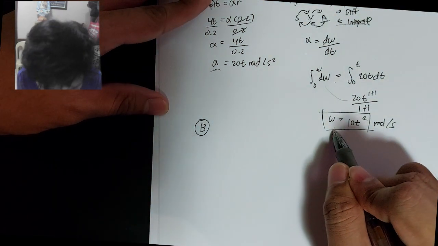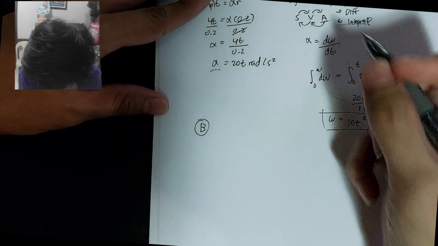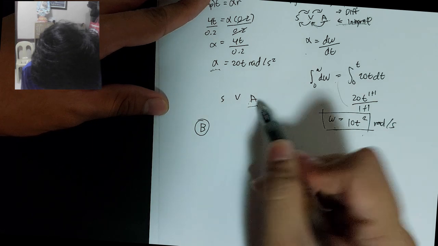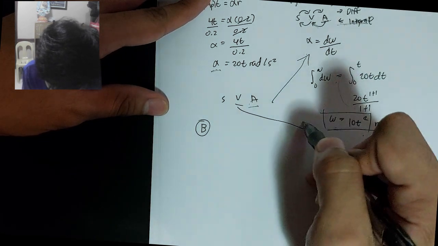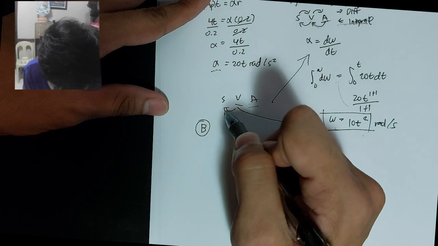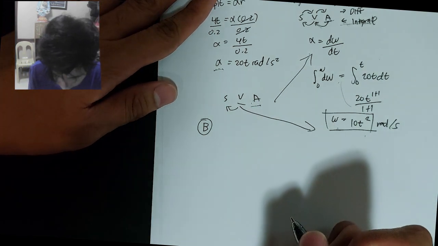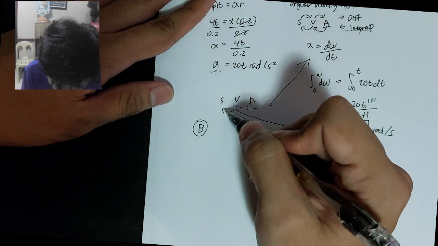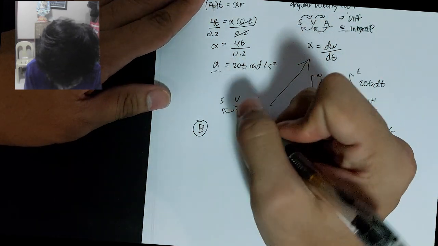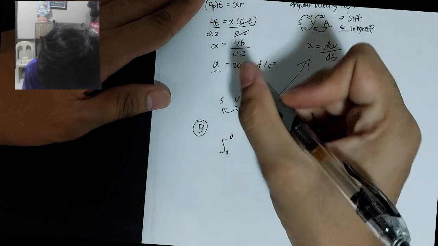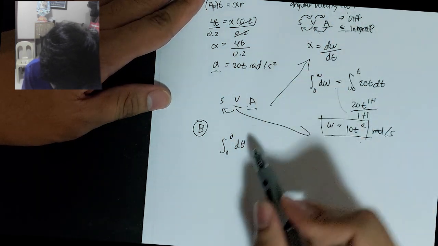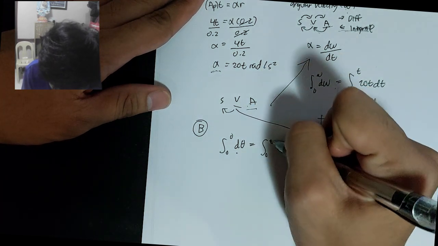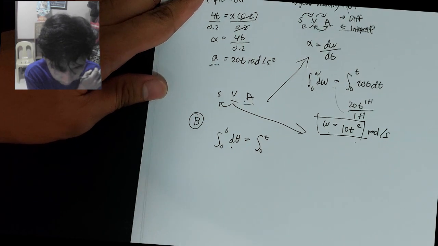Actually, we bridged the gap. We got the acceleration, then the velocity, and now we can get the position, which is what we're looking for, the angular position. So we're going to integrate again. We integrate d theta, because we want the angular position, with respect to t.